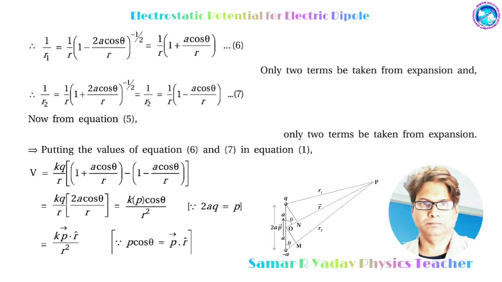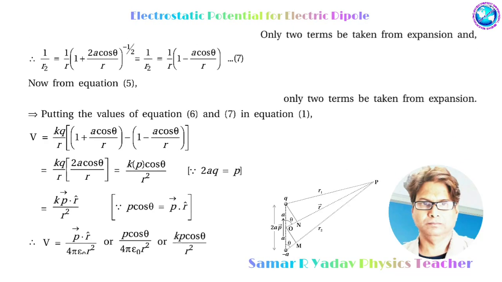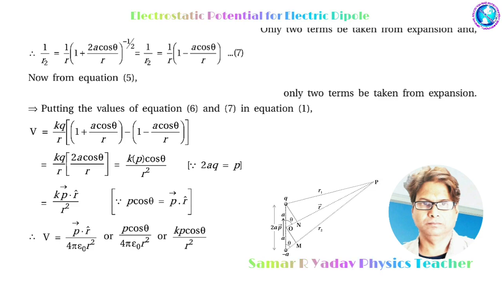Now from equation number 1, putting the values of equations 6 and 7, V = kq[(1 + a cos theta/r) - (1 - a cos theta/r)]/r = (kq/r)(2a cos theta/r) = kp cos theta/r squared.